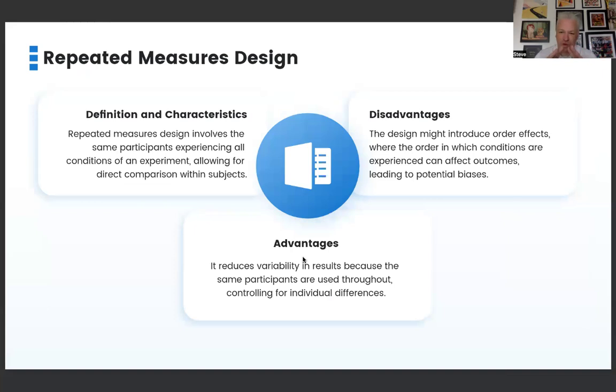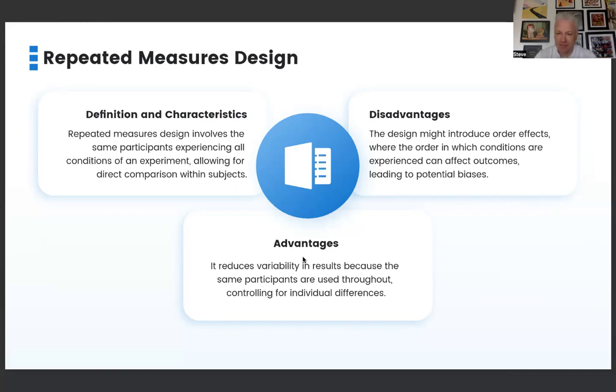So this is where you've got one group of participants and they do condition A followed by condition B, or the other way around. So sometimes they use what's called ABBA. So participant 1 does condition A followed by B, participant 2 does condition B followed by A. That's called counterbalancing or randomization. So repeated measures is where you've got one group and you do both conditions.